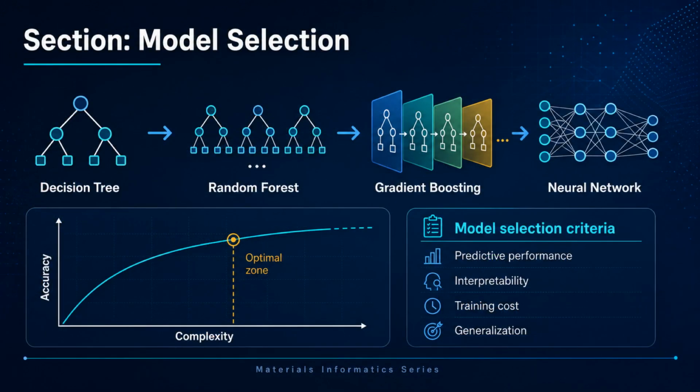Different models have different strengths. Random forest is robust and interpretable. Gradient boosting often achieves higher accuracy. Neural networks can capture complex interactions but need more data. The right choice depends on your data size, accuracy requirements, and interpretability needs.